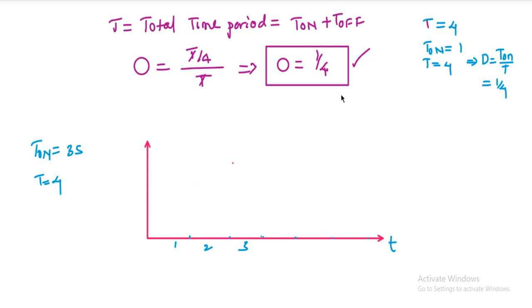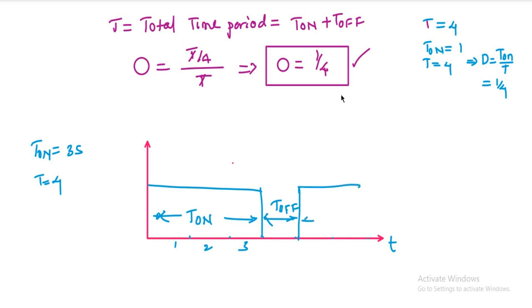So this is T on period. The switch is on for 3 seconds here, and it is off for 1 second. So this is T off. Again the same cycle will repeat after our time period T. So what is the time period here? The time period is T on plus T off. So this is our total time period.